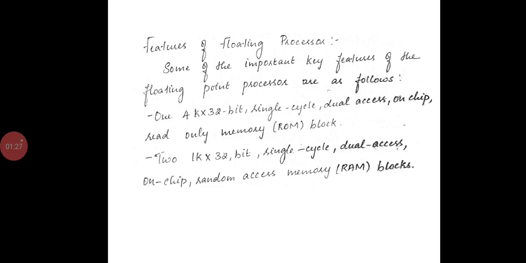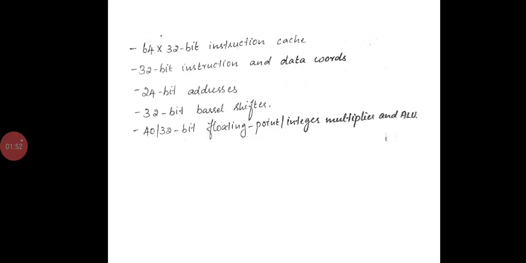Now we can see the functional features of the floating point processor. Some of the important key features of the floating point processor are as follows. One, a 4K cross 32-bit single cycle dual access on-chip read-only memory block is available, and two, 1K cross 32-bit single cycle dual access on-chip random access memory blocks are also available.